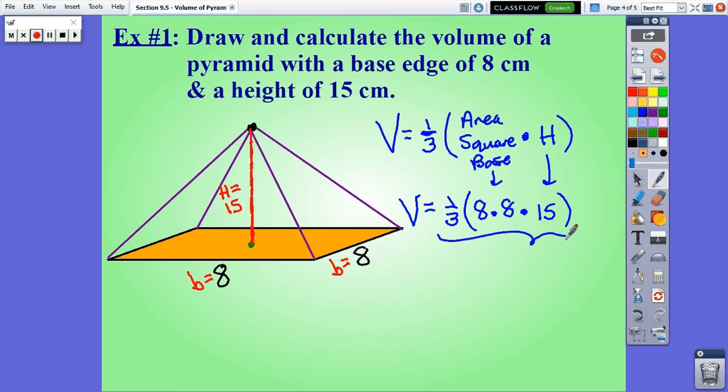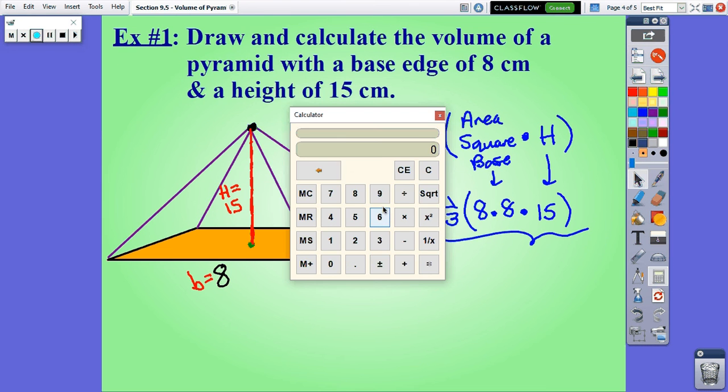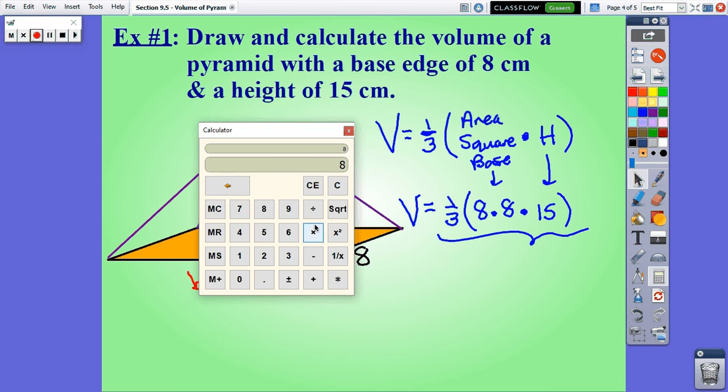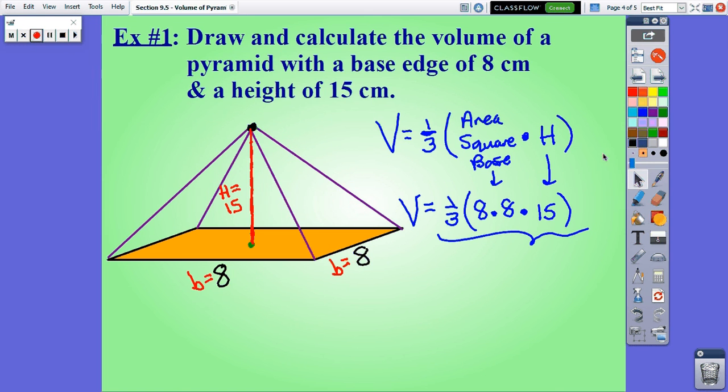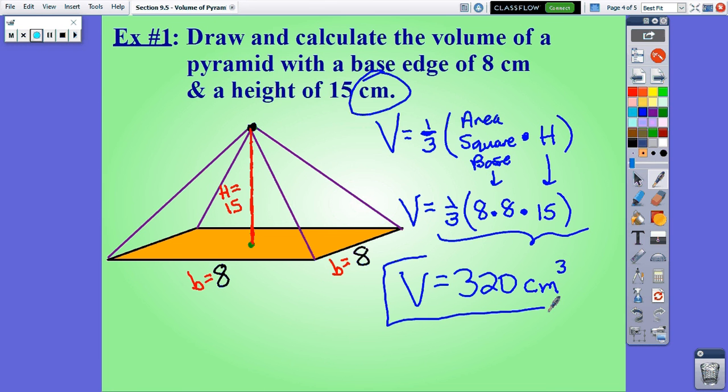Now, keep in mind, all of this is really multiplication: 1/3 times 8 times 8 times 15. And I'll be honest with you, I'm not that great with those types of numbers in my head. So let's see, 8 times 8 times 15. And then multiplying by 1/3 is the same thing as dividing by 3 in the end. So all of that comes out to be 320. And my units are in centimeters, and volume is always going to be cubic units. Centimeters cubed.